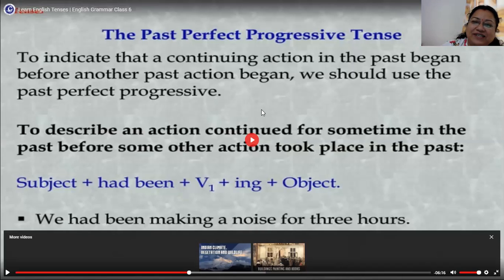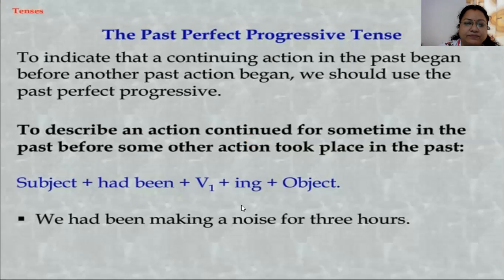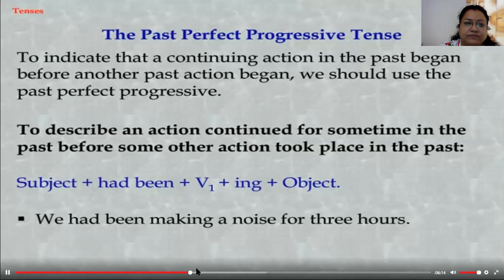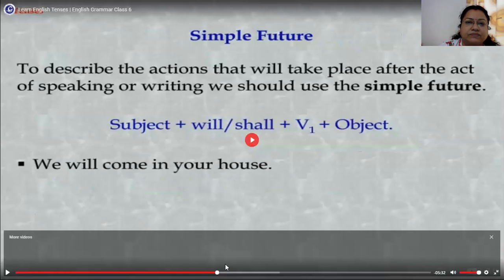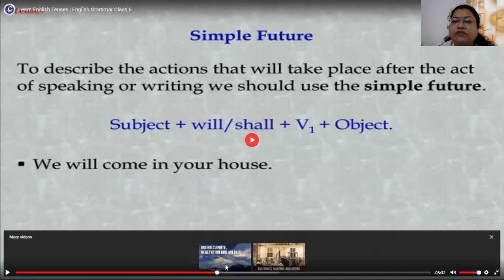Come on, without wasting time, let's move ahead. Future tense. Next we come to the last family member, the youngest brother with 4 children. Right? That is the future tense. So let's start. Now, let's start with the first member of the future tense family. Quickly, children, you have to write it down.